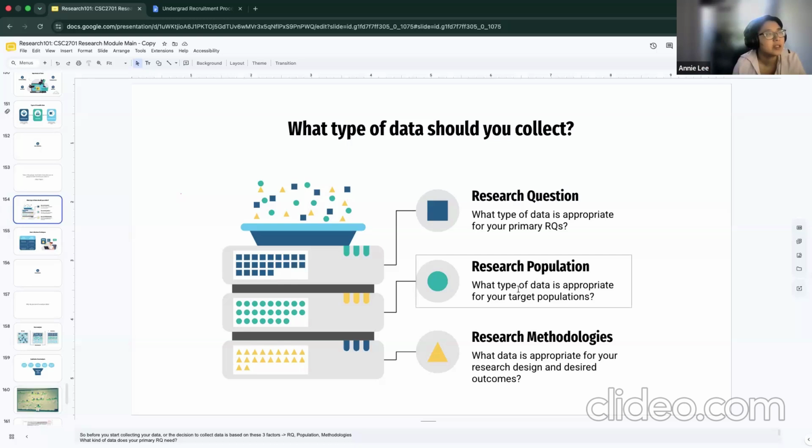Great, great, great. And then, right, so that is the research population. So what type of data is appropriate for your target population? So this is more medical sciences, biological sciences, where it targets human data. So maybe Sonia, what is your target population and what kind of data is appropriate for your target population?